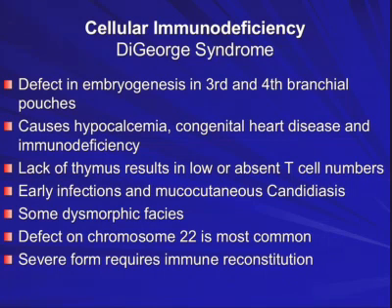Now, these children also have some mildly dysmorphic faces, like low-set malrotated ears, or hyper or hypotelorism, or even micrognathia, like a Pierre Robin type picture. And again, the severe form requires immune reconstitution. Currently, that's either bone marrow transplantation or fetal thymus transplant.